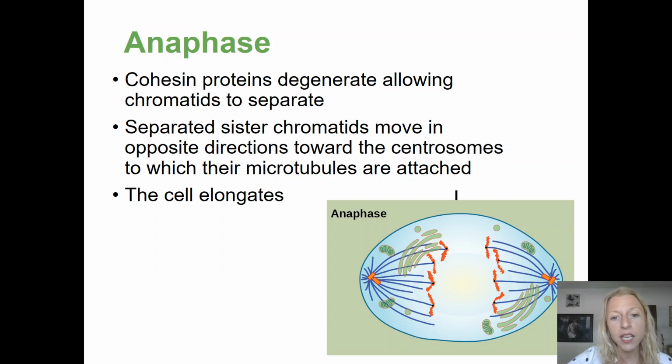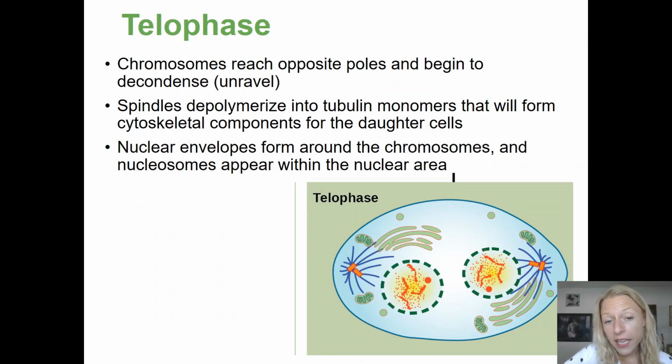And then at anaphase, ana means up, our chromosomes are pulled up towards the poles of the cell, and the cell elongates. During telophase, the events of prophase are reversed, so chromosomes are going to unravel, the nuclear envelope is going to reform, and your centrosome and spindle fibers are going to break down.